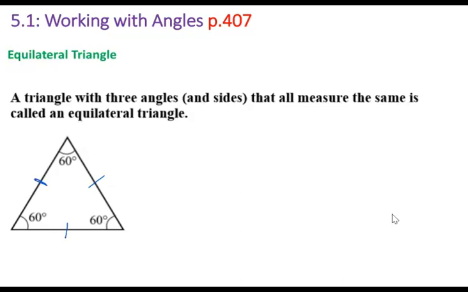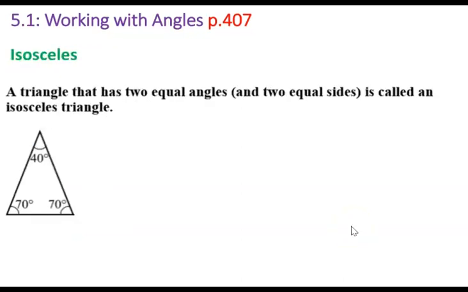And we can show that here. I'm using these ticks. Single tick indicates that every side is the same, because every angle is the same. So this is equal in all ways. This is your equilateral triangle.